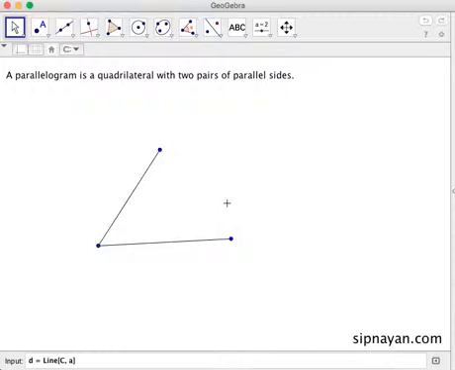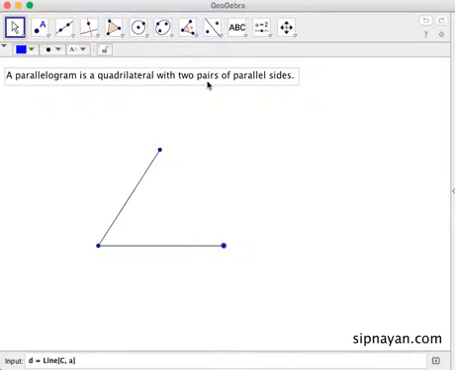So kung nakikita ninyo sa inyong screen, nandito na yung definition ng parallelogram. It is a quadrilateral with two pairs of parallel sides. Kung napapansin ninyo, meron na tayong tatlong points dito connected by segments. Yan na yung dalawang sides natin. At based sa definition, i-construct natin yung parallelogram. Sabi niya, two pairs of parallel sides. Ibig sabihin, yung isang side merong parallel dito.